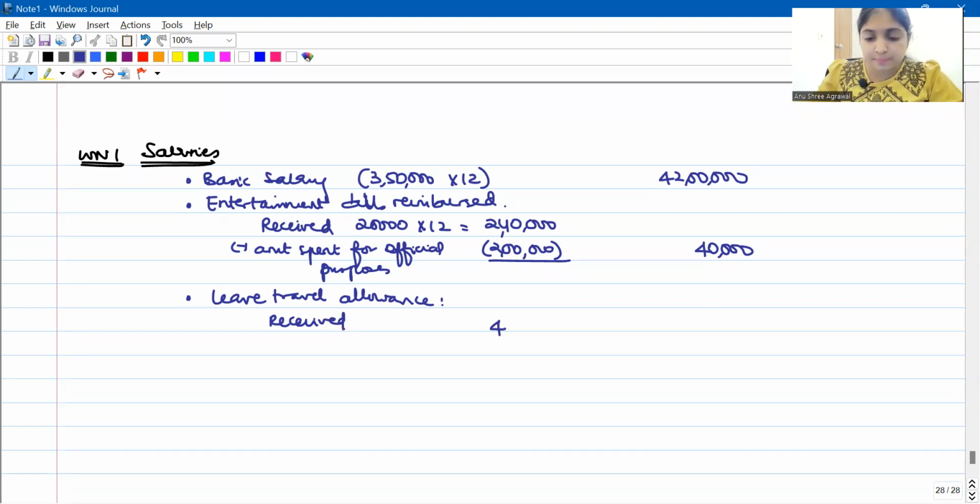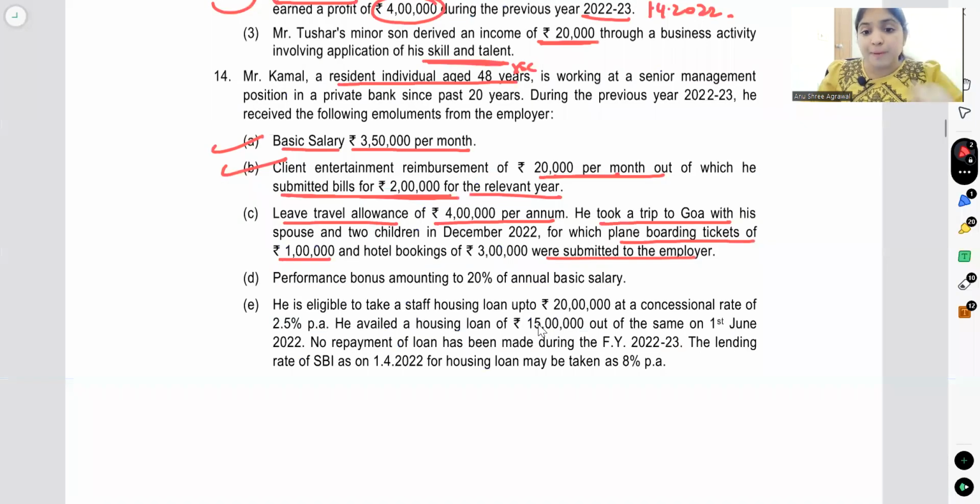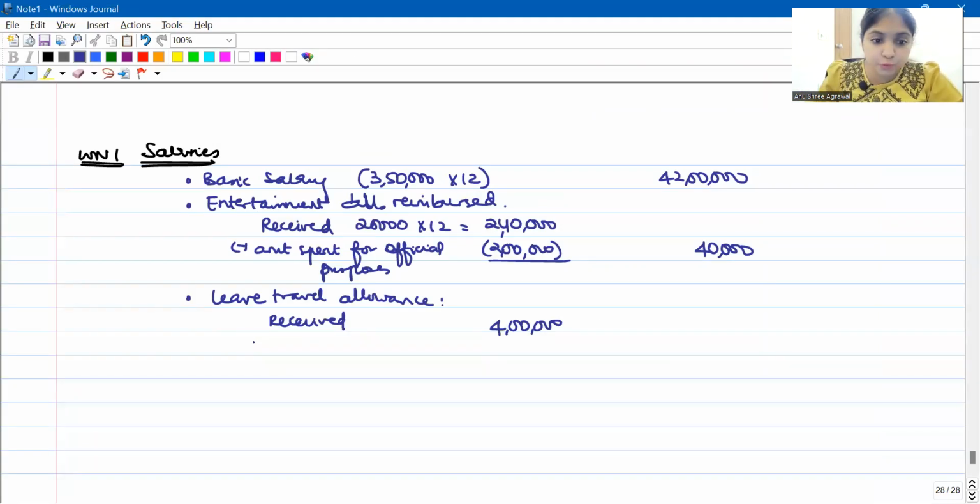was 4 lakhs. But listen, how much will be exempt? Whatever you spent for travel, only that will be exempt. Hotel booking and all will not be exempt. So leave travel allowance, you got 4 lakhs, but only to the extent of the travel expenditure. Only the travel expenditure will be exempt for you. So less amount spent on travel.